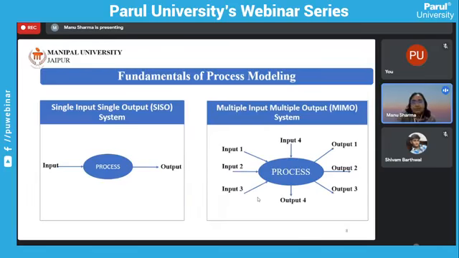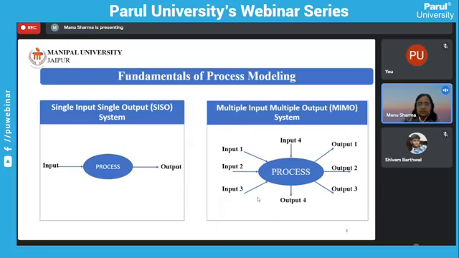So here we will start with the development of a process model. We should be aware of the fundamentals of process modeling. These are the two extreme process models that we can develop. One is a model having a single input and a single output. The second is a process in which we have multiple inputs and multiple outputs. Other types of models will lie between this range. We can have a single input, multiple output model, or a multiple input, single output model. So these are the two extremes, SISO and MIMO systems, that we encounter in chemical processes.